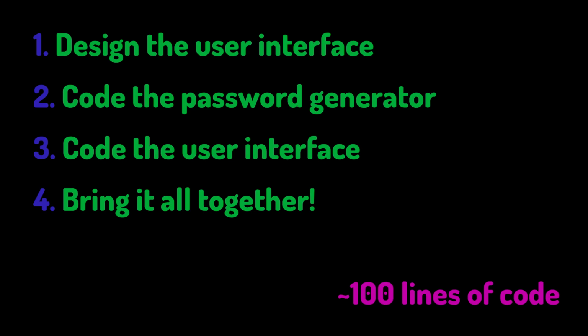This tutorial will be broken down into the following sections. We'll start by designing the user interface, writing the code to produce the password, writing code to create the user interface, and then bringing it all together. All of this will result in about 100 lines of code, so let's get started.